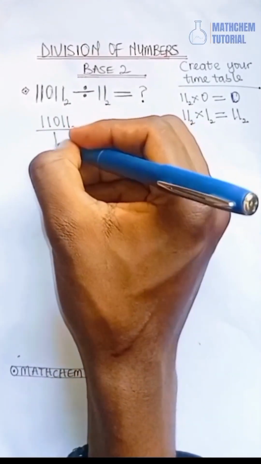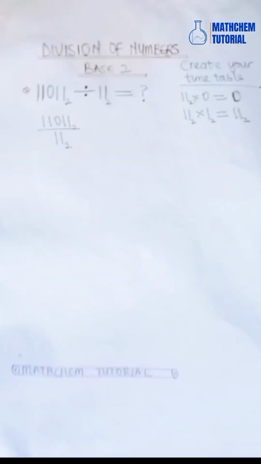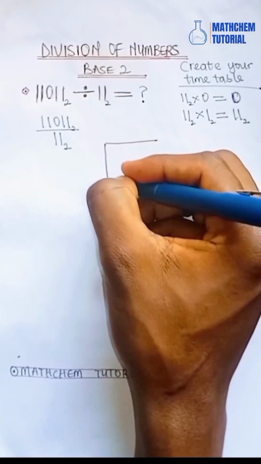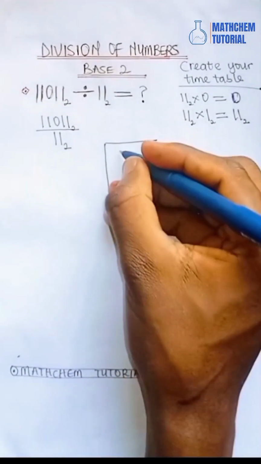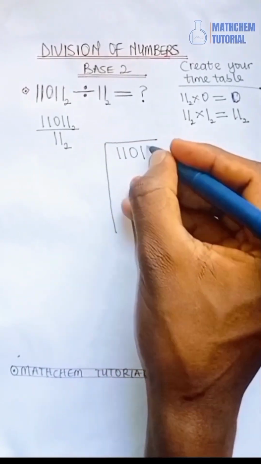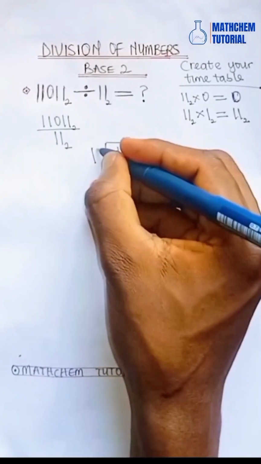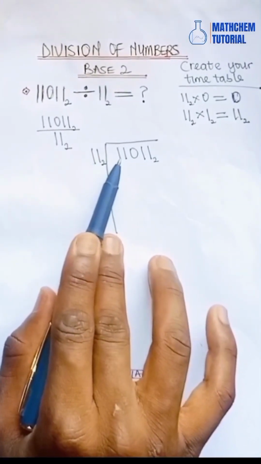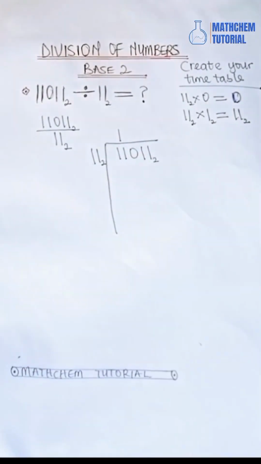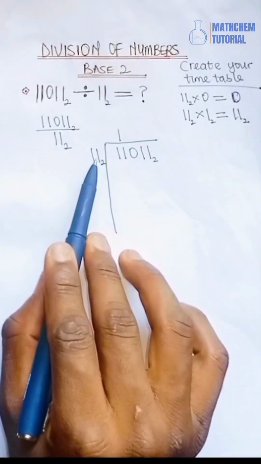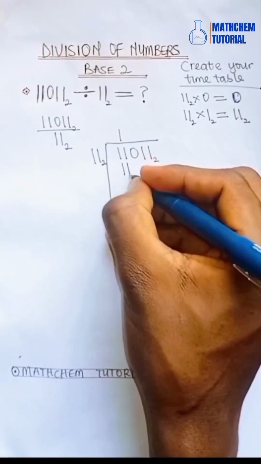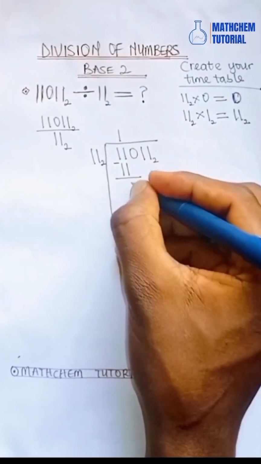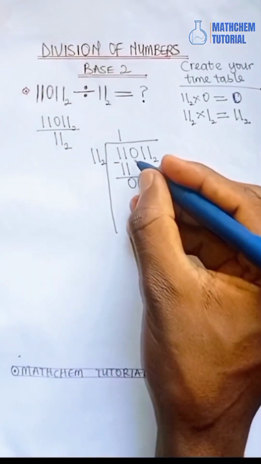How to divide 11011 base 2 divided by 11 in base 2. Rule your table, then write 11011 base 2, the numerator, inside the box, and the denominator outside the table. Then you say how many 1 can you see in 1, that is actually 1. So 1 times 1 gives you 1. You subtract it, and that gives you 0.